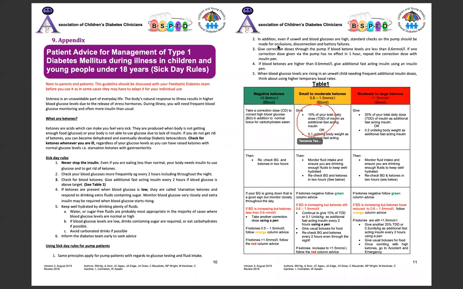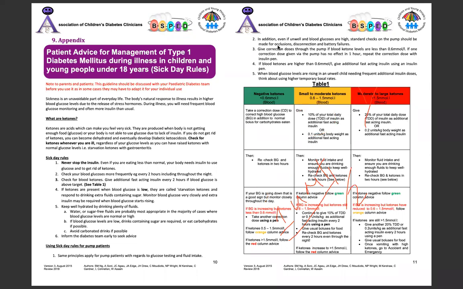You can give half. This can be the correction dose. For every 5 millimole, you can give 1 unit, if the child is more than 10 kilo. This is also a correction dose. For every 5 millimole reduction of sugar, you can give 1 unit.